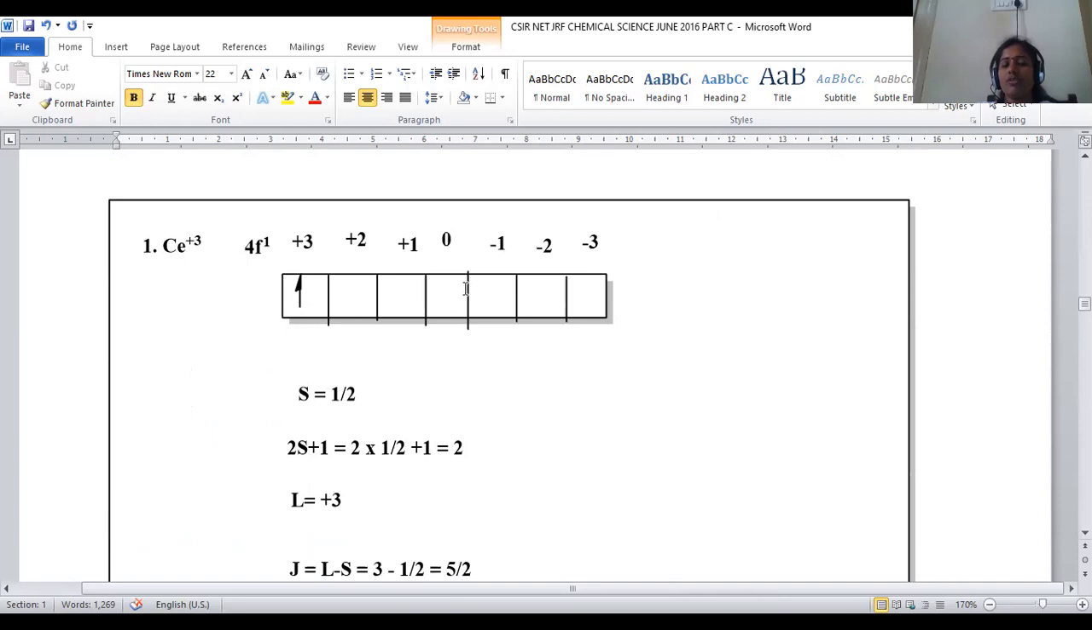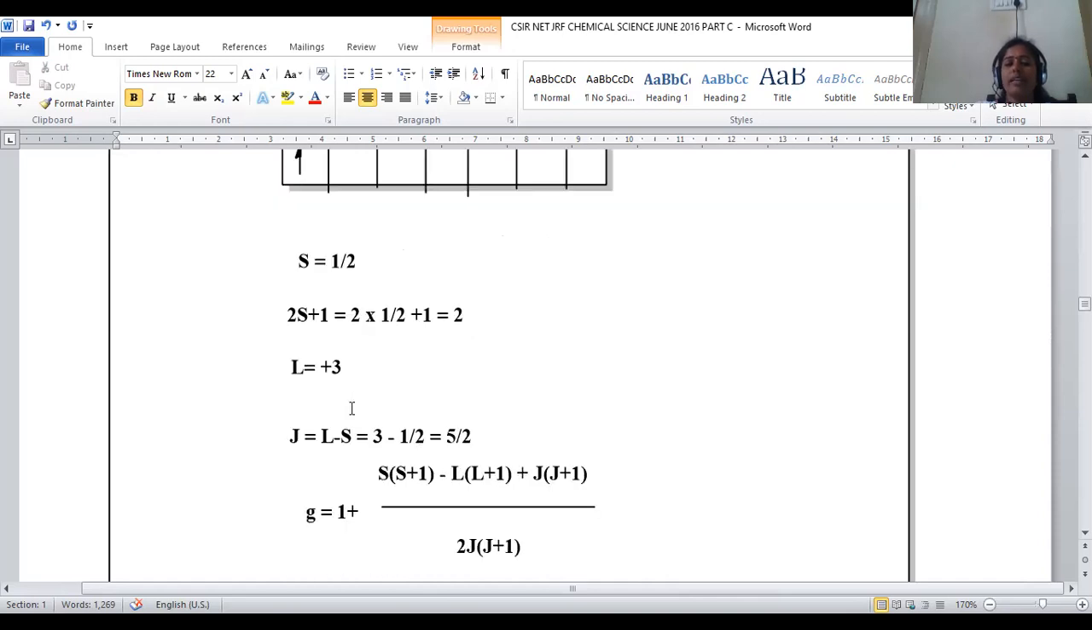Cerium plus 3, 4F1. The F orbital has 7 subshells, and only 1 electron will be present in cerium plus 3. So its magnetic quantum numbers are given as +3, +2, +1, 0, -1, -2, -3. If 1 electron is present in the first one, it contributes +3. The L value will be 3, and 1 electron is there which contributes half, right? So the S value is half, and the L value is 3.